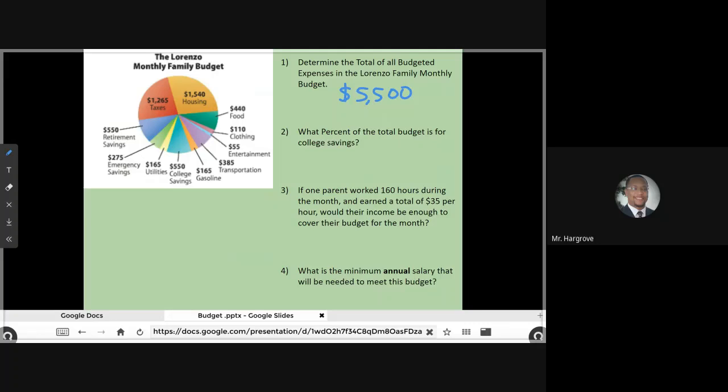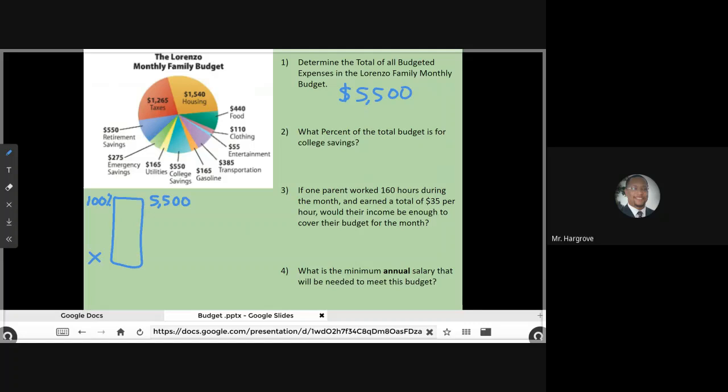Well, to figure out the percent that's for college savings, I'm going to just move over here and do a percent bar. And we already know 100% is going to go right here. And since the question says what percent, x is going to go right there. And the total budget we already know is $5,500.